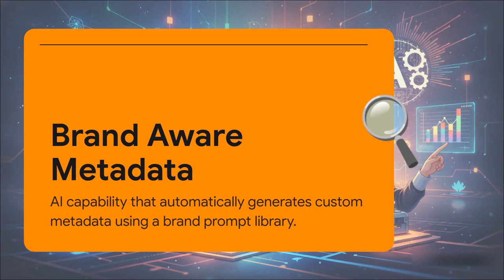So enter Brandemir metadata, or BAM. This is a really clever AI-powered capability that automatically generates custom metadata for your assets the very second they're uploaded or reprocessed. But the cool part is, it doesn't just spit out generic AI terms. It uses a tailored prompt library that defines your specific brand vocabulary and taxonomy. It actually understands your unique business context, which cuts down manual entry by literal orders of magnitude.